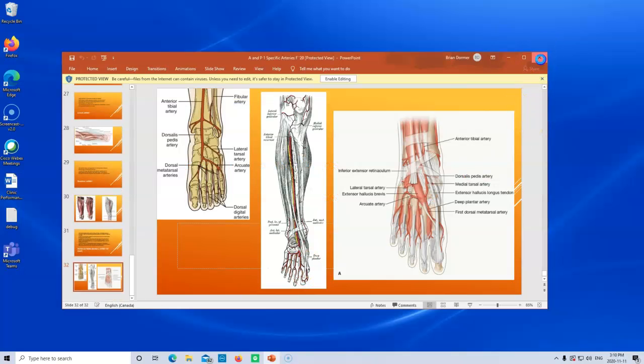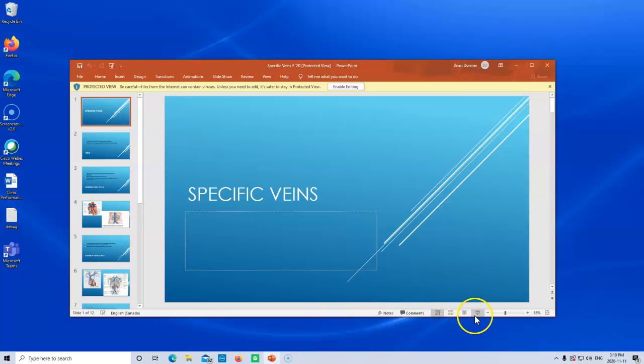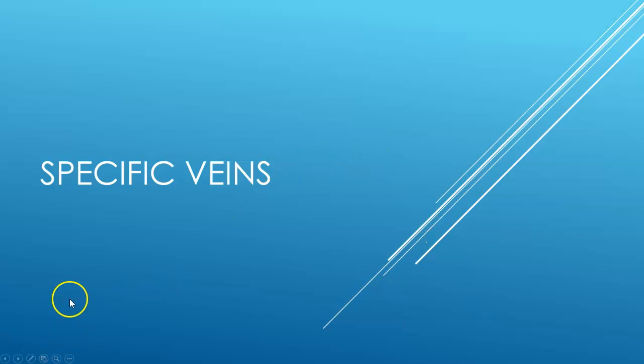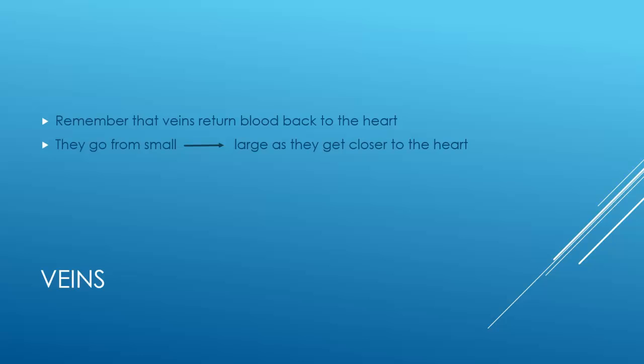This ends the artery. Move on to the veins, which there are not as many, but they are unique to the limb as well. So just some things to remember: when we were looking at arteries, remember that arteries are very large at the heart, and as they move distally, they get smaller. Whereas with veins, they start small, and as they get closer to the heart, they become larger.